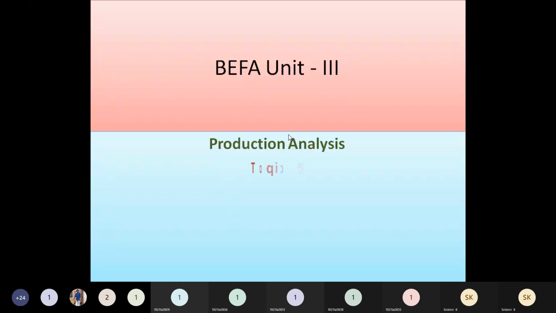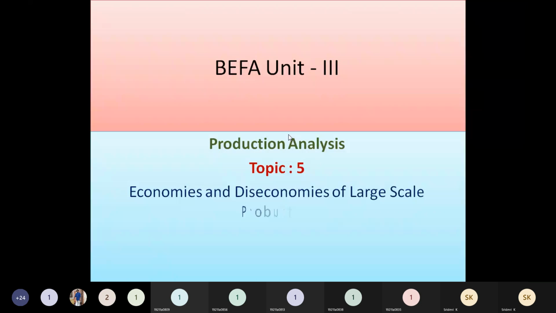Under production analysis topic, we are going to discuss the economies and diseconomies of large scale production. Large scale production means if you are going to produce more quantity of output, what are the advantages and what are the disadvantages the company is going to face? Advantages are the economies and disadvantages are diseconomies. So this we are going to discuss today.